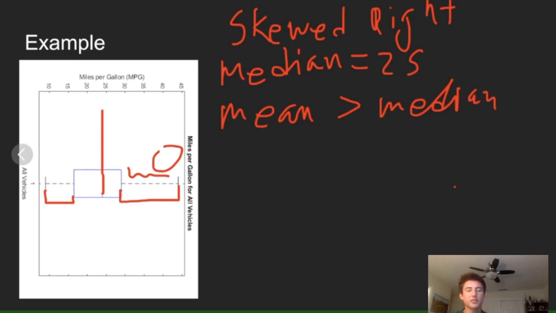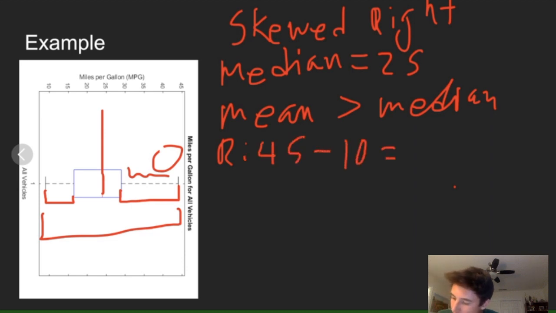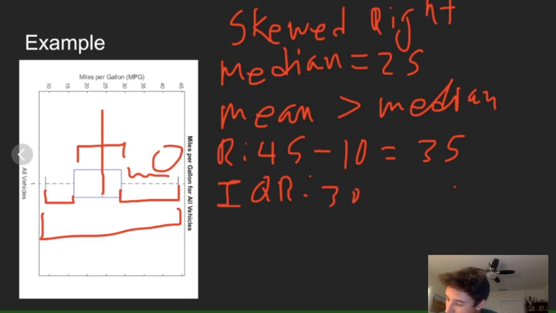Now finally, we have to talk about spread. The range, max minus min, is 45 minus 10 equals 35. IQR is Q3 minus Q1, which is going to be 30 minus 15 equals 15. And that is all you have to say.